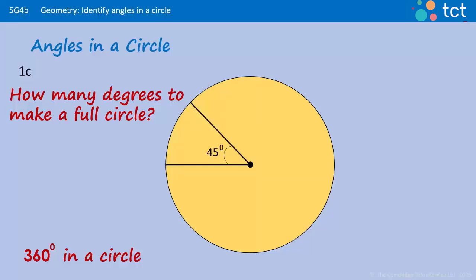Here we have 45 degrees. How many more degrees do we need to make a full circle? If we take the full circle is 360 degrees, take away the 45 we already have, that leaves 315 degrees to make a full angle of turn.